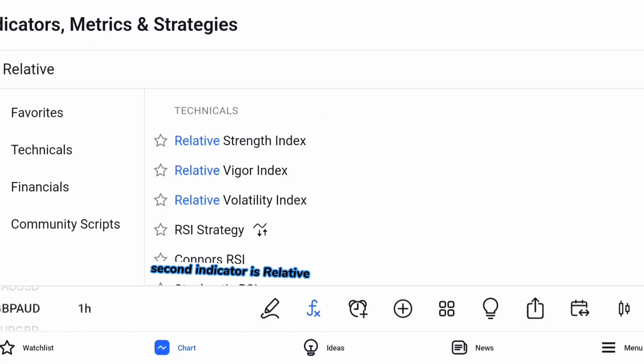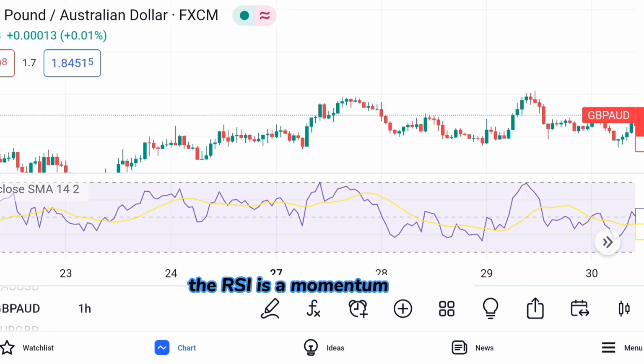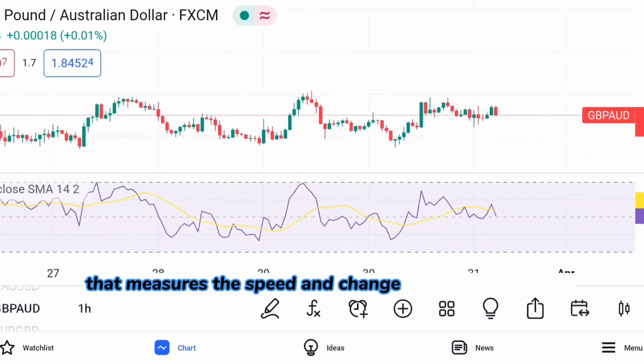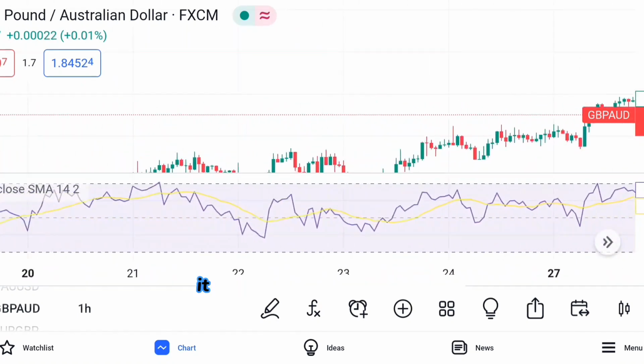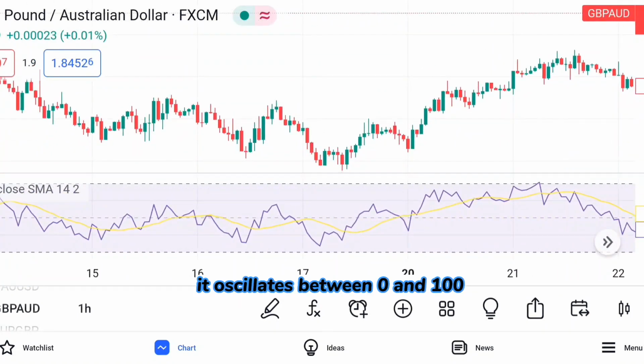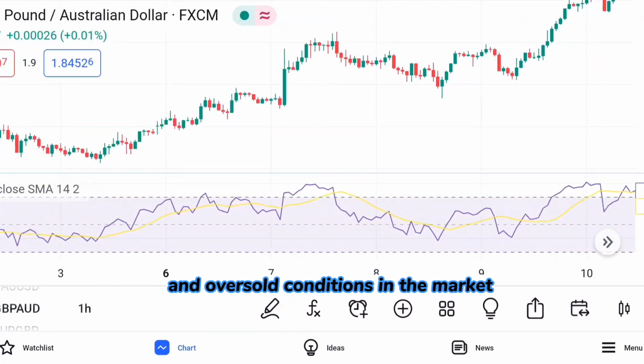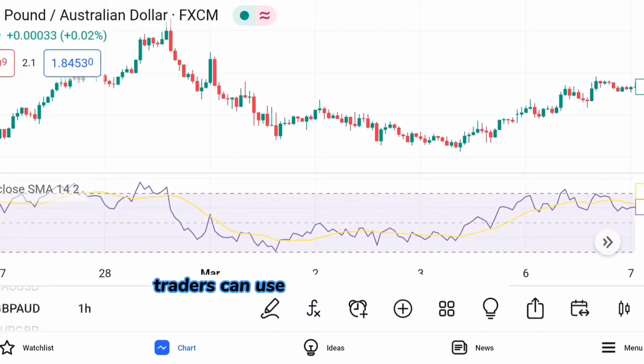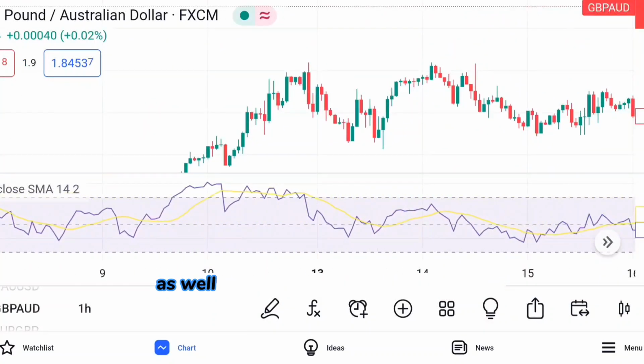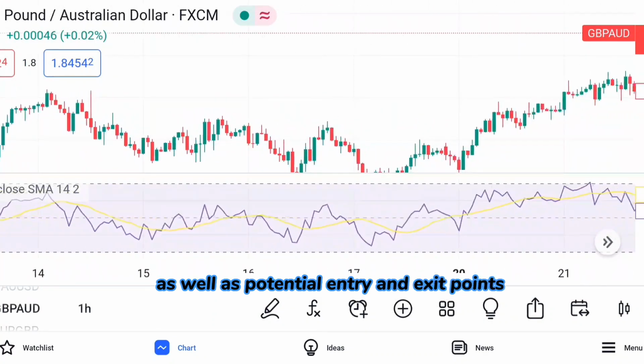Second indicator is Relative Strength Index, RSI. The RSI is a momentum oscillator that measures the speed and change of price movements. It oscillates between 0 and 100 and can be used to identify overbought and oversold conditions in the market. Traders can use the RSI to confirm trends, as well as potential entry and exit points.